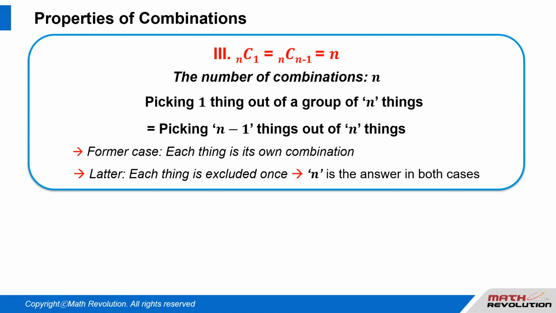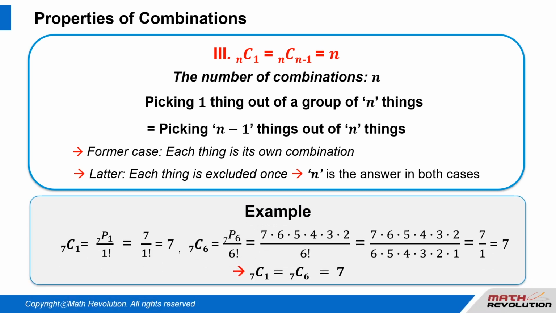Third, the third fundamental property tells us picking just one thing out of a group of n things, or picking n minus 1 things out of n things, both result in exactly n combinations. In the former case, each thing is its own combination, and in the latter, each thing is excluded once. So n is the answer in both cases.